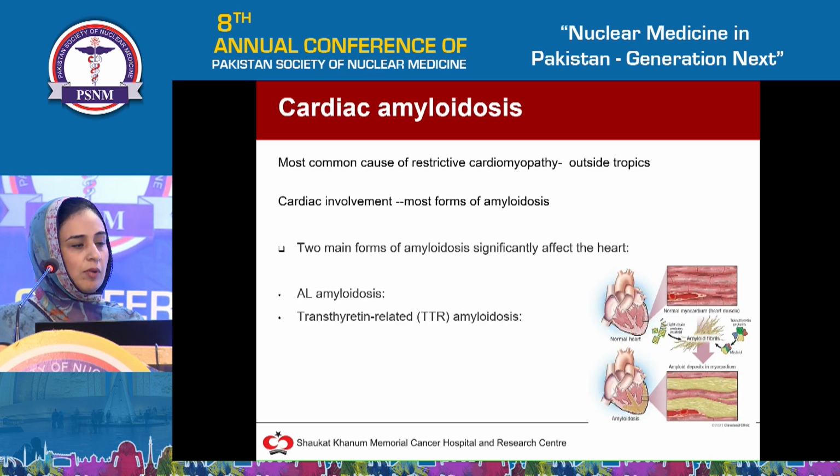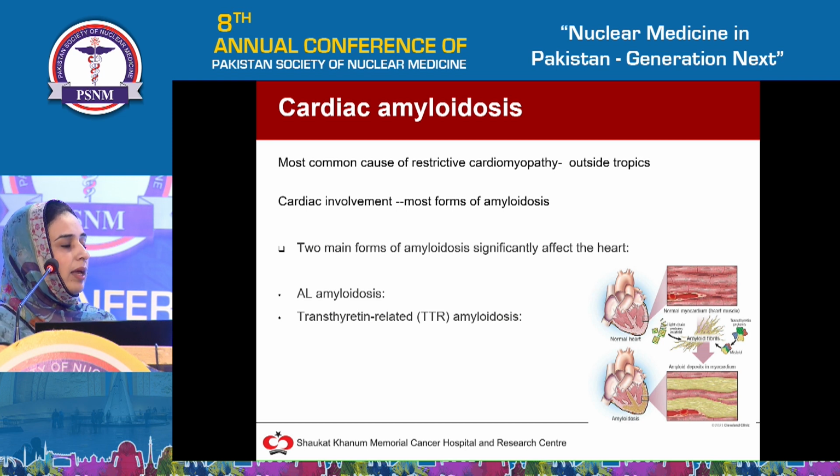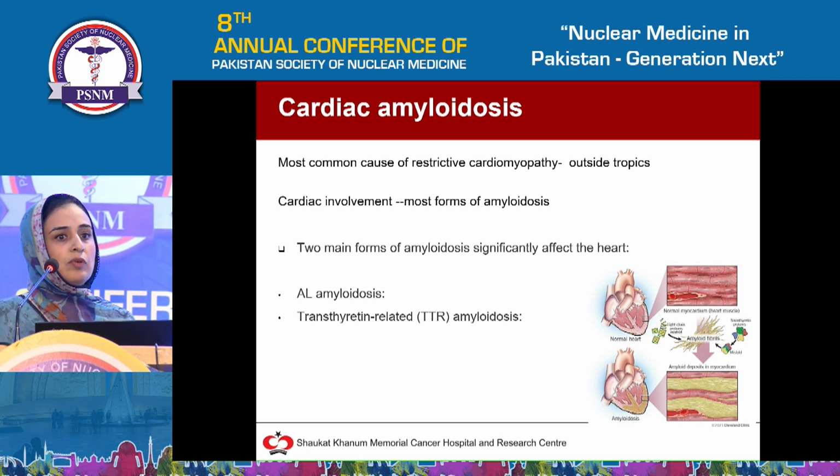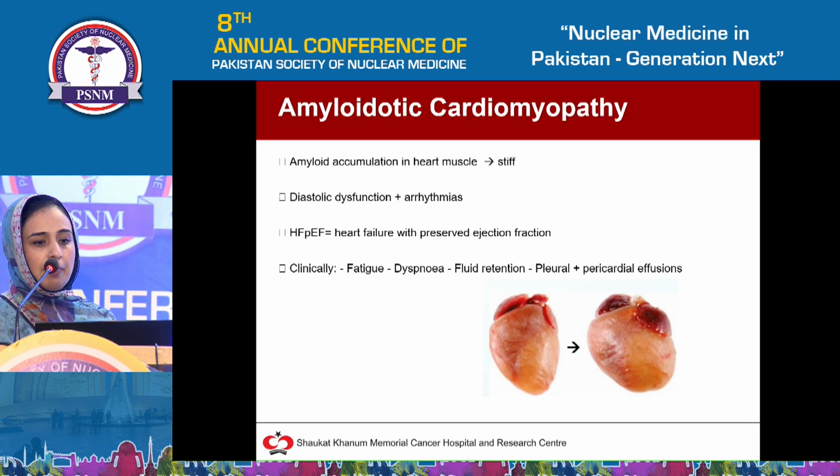Now, cardiac amyloidosis. In most parts of the world, it is the commonest cause of restrictive cardiomyopathy. Most forms of amyloidosis can involve the heart, but the two most common forms are AL amyloidosis and TTR, or transthyretin related amyloidosis, and these are the two I'm going to be mainly talking about today.